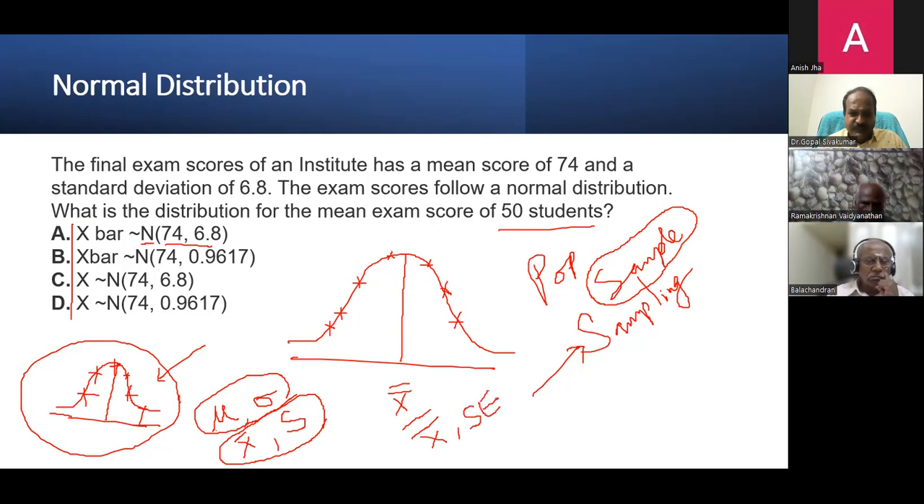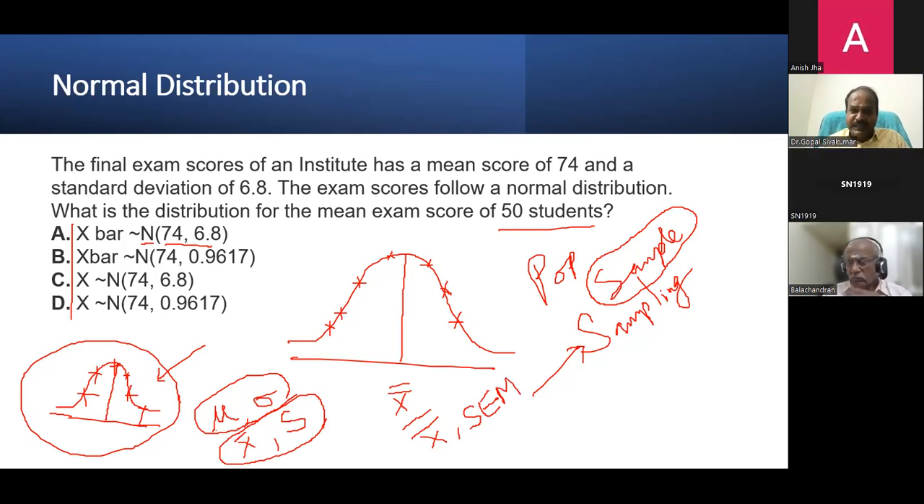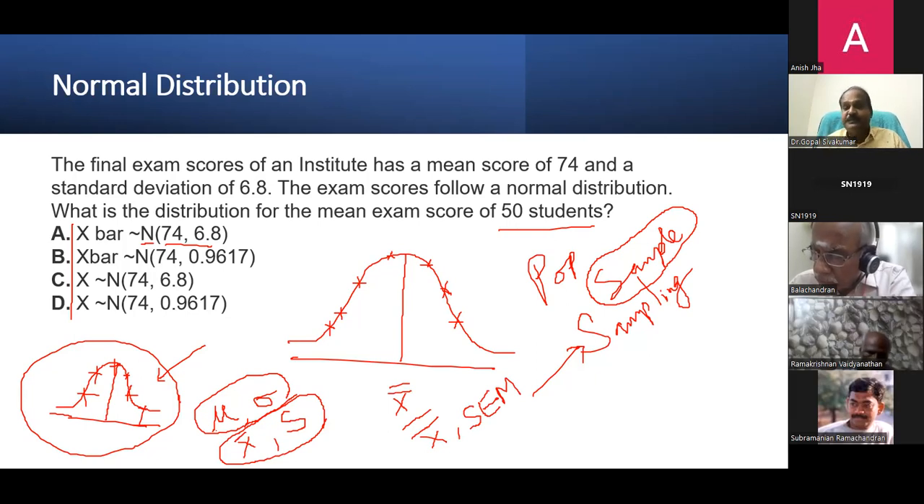Do you notice the difference in the terminology, all of you? When I say standard error of the mean, I am referring to sampling distribution. When I say sample standard deviation, I am referring to sample distribution. When I say parameter, I am referring to population. There are three groups possible always. Three distributions possible.